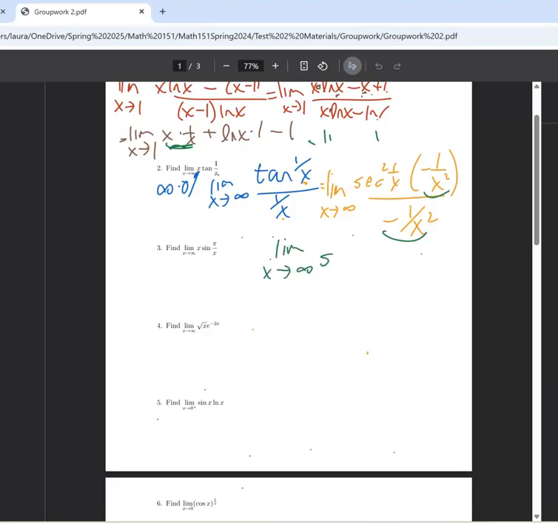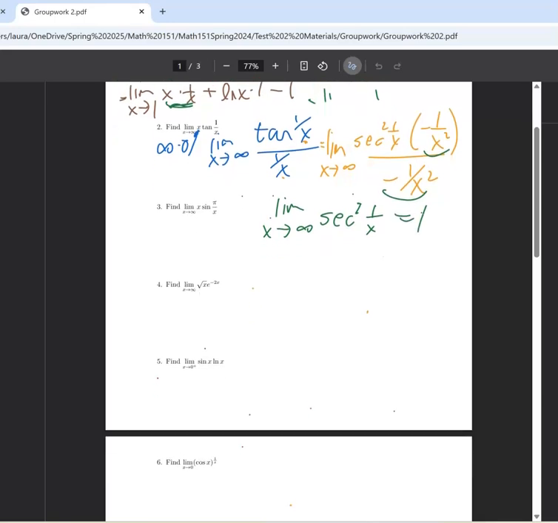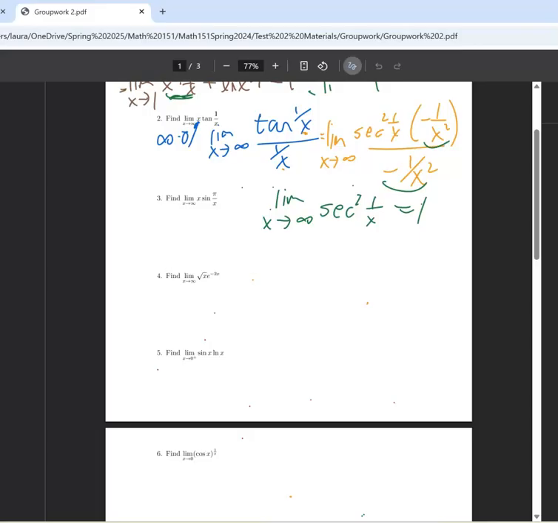And so now let's see what happens when I plug in infinity into here. 1 over infinity is 0, secant squared of 0. That's 1. All done. Notice I'm not writing like 1 over infinity, all that kind of thing. This is just what you think, right? You don't write that. I just want you to be a polished mathematician.